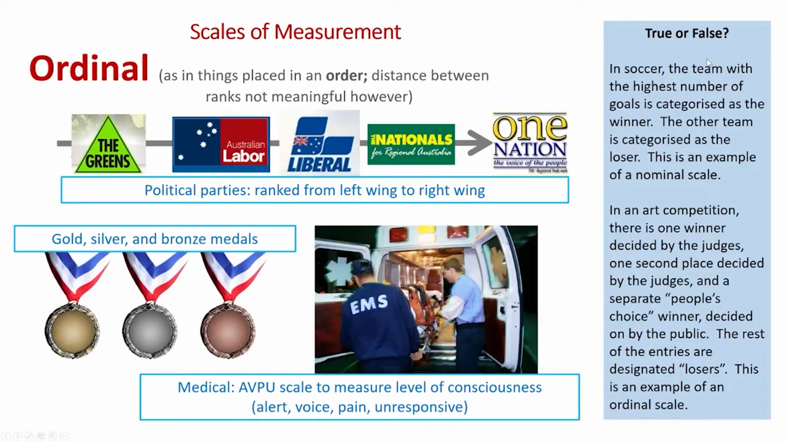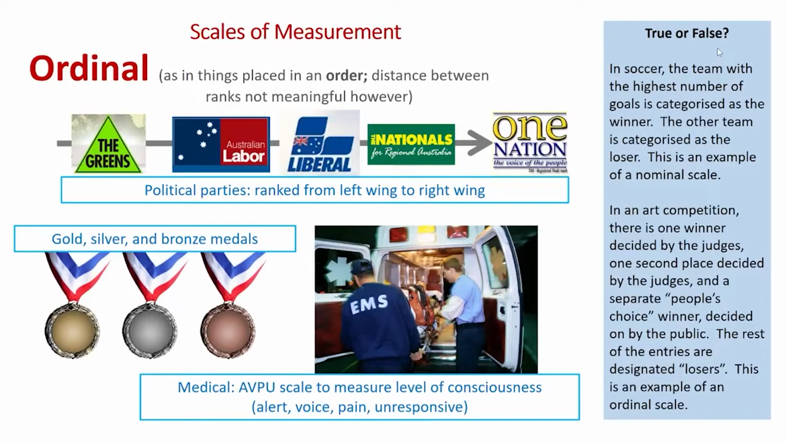True or false? In soccer, the team with the highest number of goals is categorised as the winner. The other team is categorised as the loser. This is an example of a nominal scale. The answer to that is false. When you have a winner and a loser in that example, those can be clearly put into an order. Presumably winning is usually better than losing. Therefore, that would be an example of an ordinal scale, not a nominal scale.